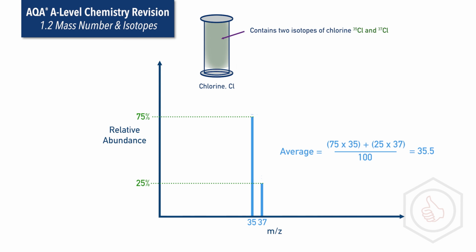If you're a little bit confused about this, you can think of the relative abundance as telling you how many atoms there are of each isotope in 100 atoms of the whole element. So here, for example, if you had 100 atoms of chlorine, 75 of them would be Cl35 and 25 of them would be Cl37. So the average mass of one atom of chlorine would be the total mass of all of these atoms combined divided by 100. Well, you've got 75 atoms with a mass of 35, so that's 75 times 35, plus 25 atoms with a mass of 37, so 25 times 37, and you've got 100 of them in total. So divide that total mass by 100, and that gives you the average mass of one atom of chlorine.